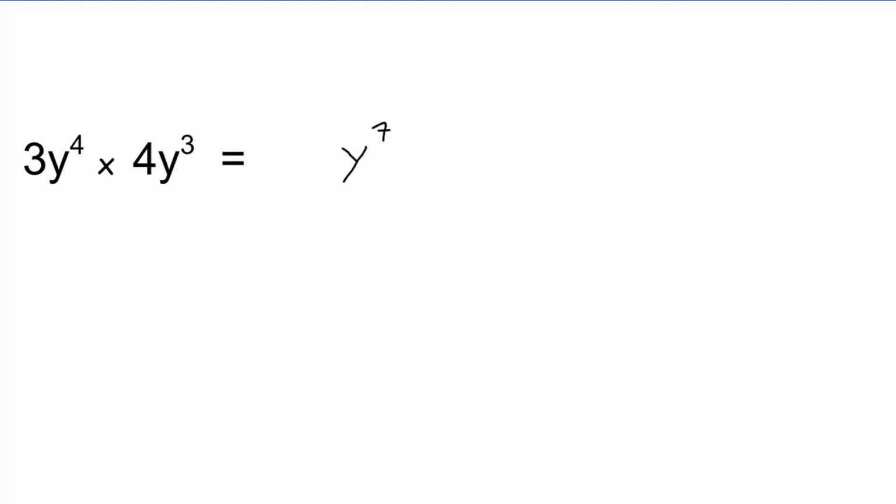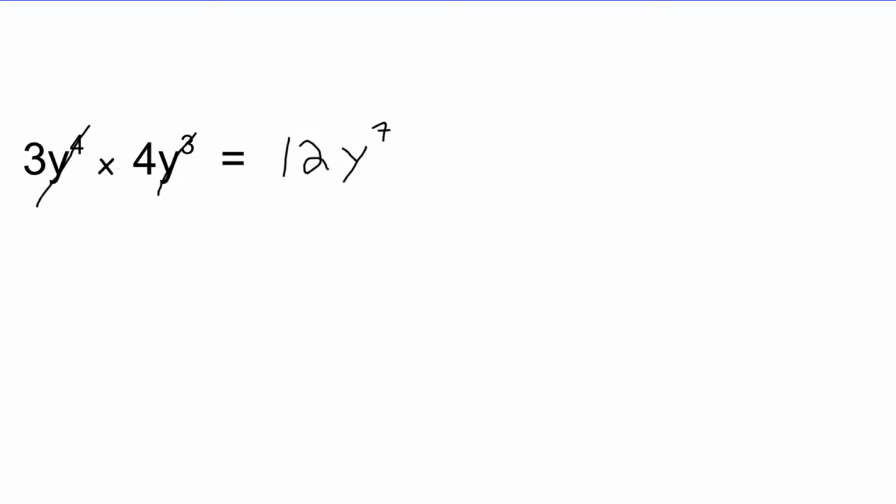And all we have left to do now is our numbers. So we've done this part, we've done this part. Now all we have left is the 3 and 4. And as you can see here, it is still multiplication. So we're just going to do 3 times 4 to give us our new number here, which is going to be 12. So our final answer is 12y to the exponent 7.